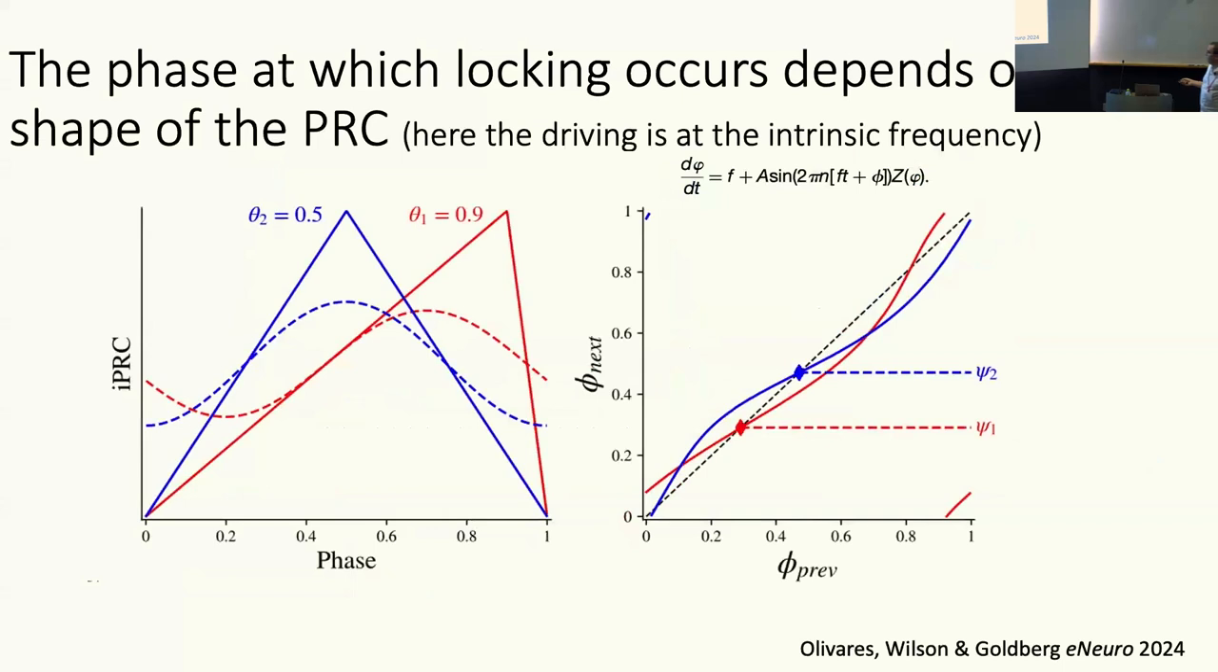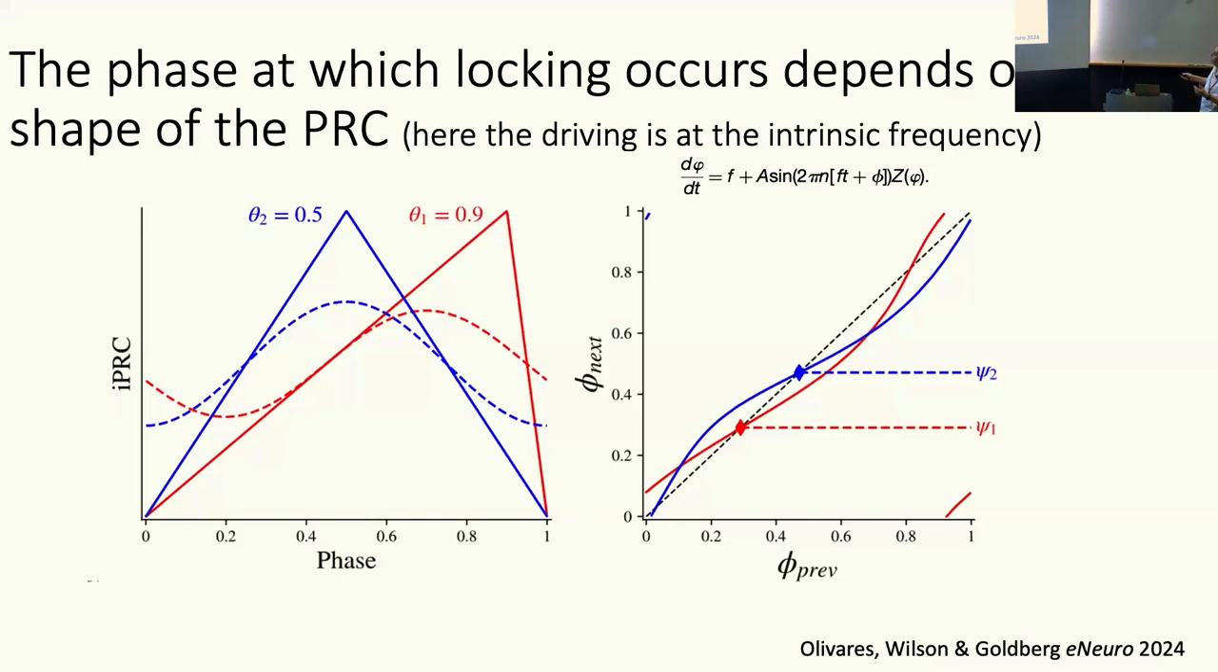Okay, so one of the interesting things we figured out in this study is that if you take a neuron and calculate this return map, now it's turned into phi, it should be theta, it doesn't matter, phi previous, phi next. If you calculate these things, you realize you need to calculate them from the phase response curve. And you see that for each phase response curve, you end up getting a different point where you get locking.